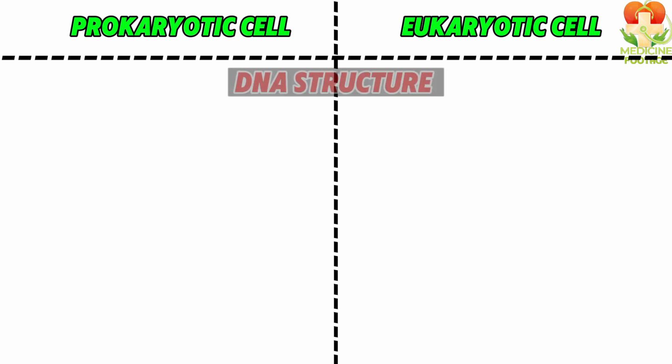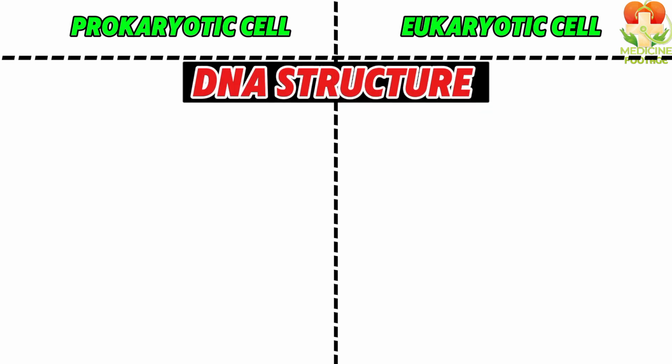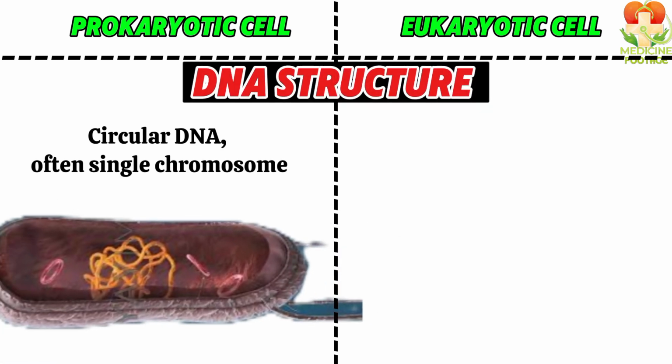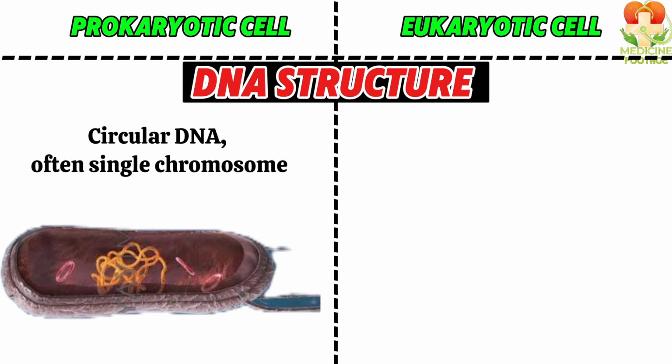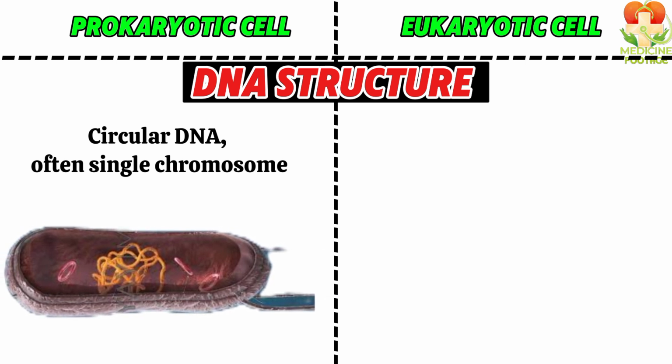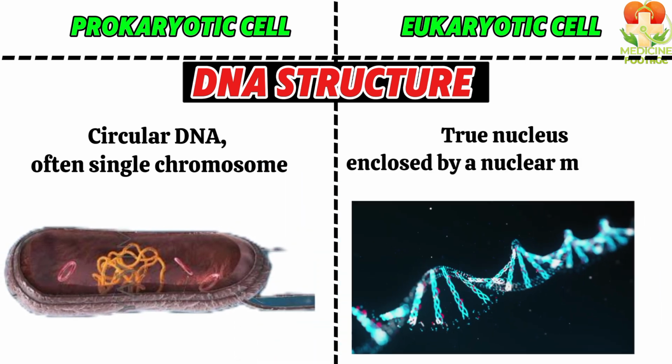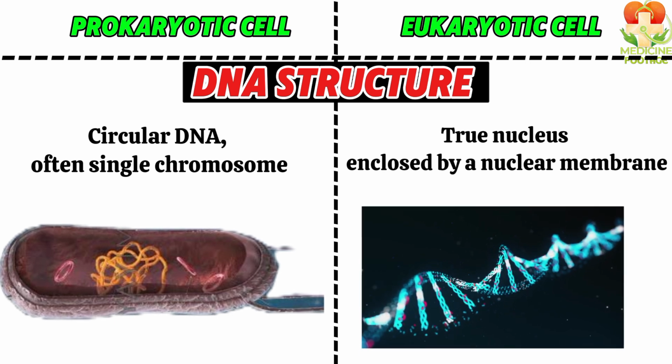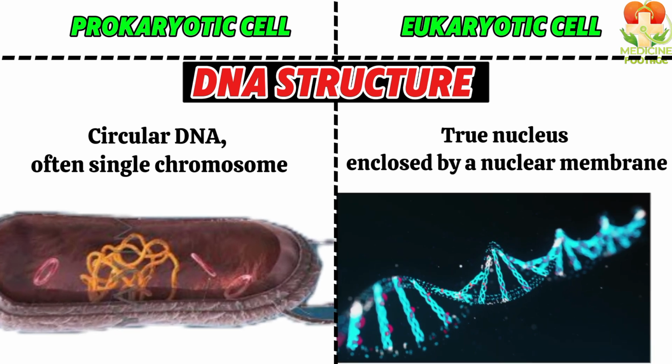Moving on to the DNA structure. In prokaryotes, the DNA is circular and usually consists of a single chromosome. Eukaryotes, however, have linear DNA organized into multiple chromosomes housed within the nucleus.